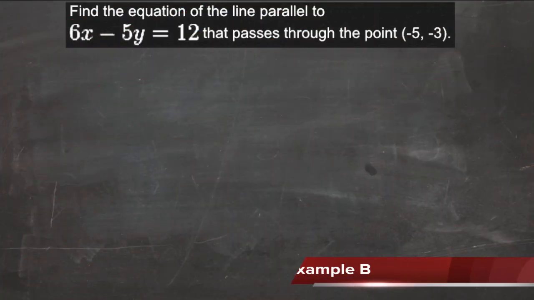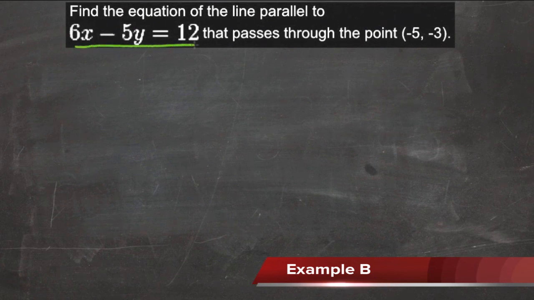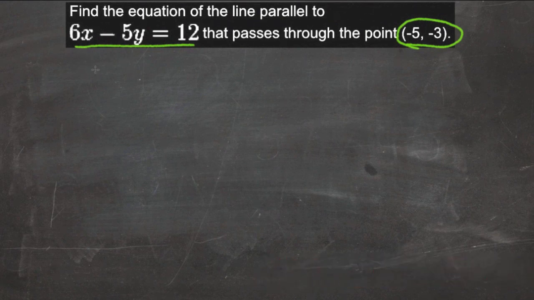Okay, in this example we're looking for a parallel line instead of a perpendicular line. So what we need to do is find the line that has the same slope as 6x minus 5y equals 12, and then passes through the point (negative 5, negative 3). So the easiest way to find the slope here is just to write this in slope-intercept form. So it needs to look like y equals mx plus b.